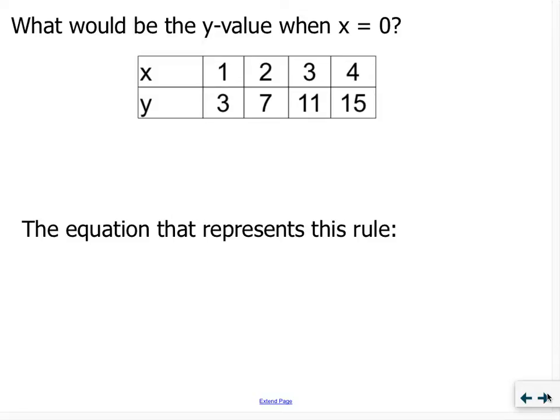Well, we want to know what the y value would be when the x value is 0. Because what we saw before was that every time the x value increased, the y value increased by 4. So what I'm wondering is, let's go back 1. If I go back 1, I get to x being 0. So this time, instead of my y values going up by 4, I want to go backwards. So I want to go down 4. And 3 subtract 4 is negative 1. So the y value when x equals 0 is y equals negative 1.